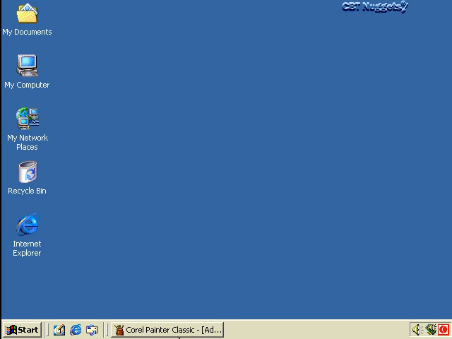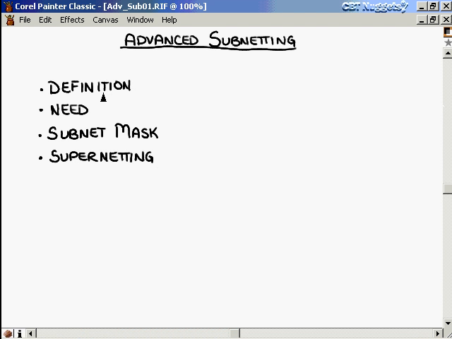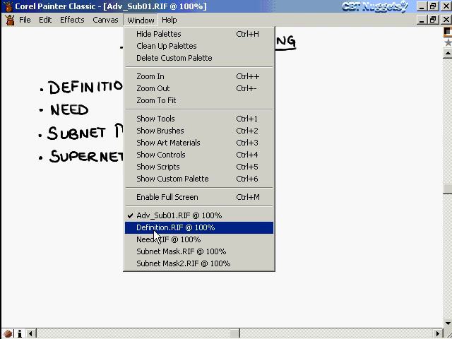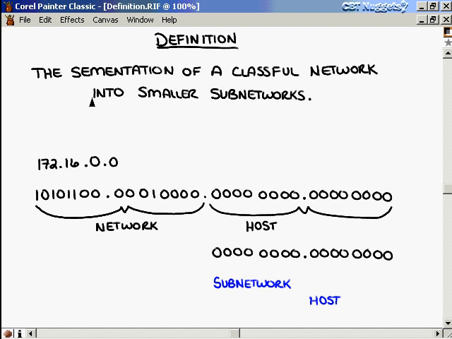In this nugget, we're going to start out with a definition of subnetting. Then we will look at the reasons that subnetting is needed, followed by a discussion on the subnet mask and how it is used. And we're going to end up with a demonstration on supernetting. The definition of subnetting is to segment a classical network into smaller subnetworks.